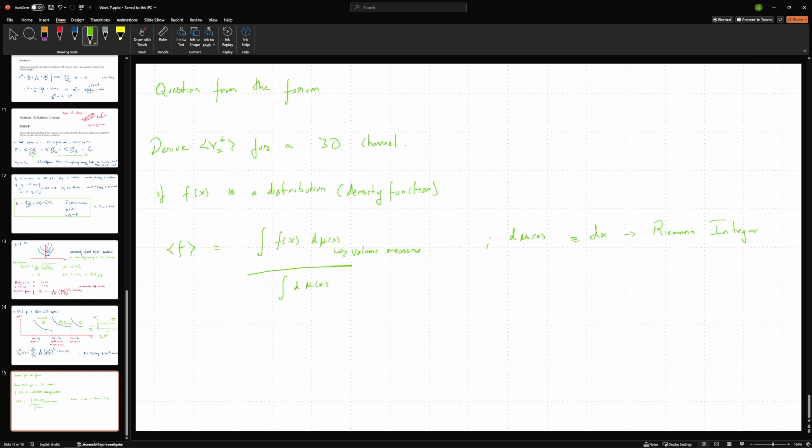Integral measure, where essentially I just take it as an infinitesimally small line segment on my x-axis. But this is not true for every coordinate system or every space, in fact. So now let us consider the spherical polar system.